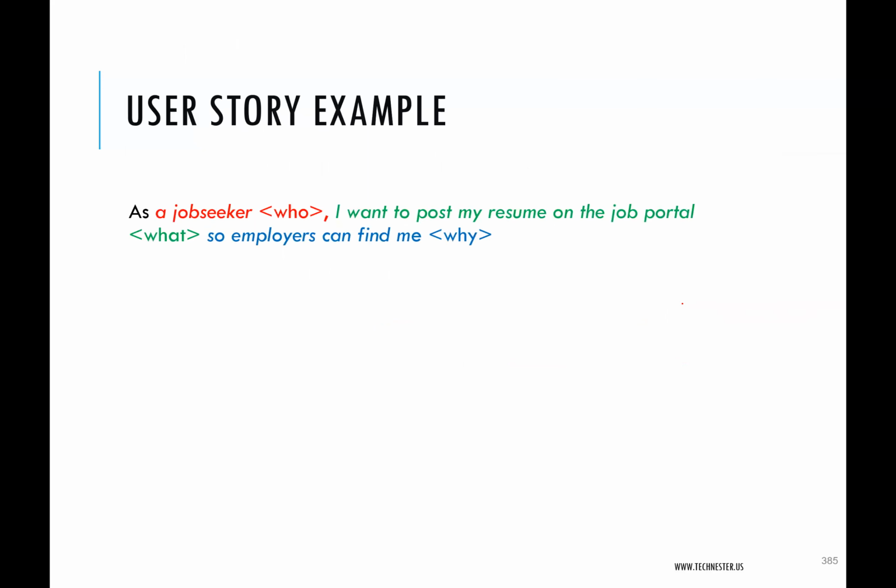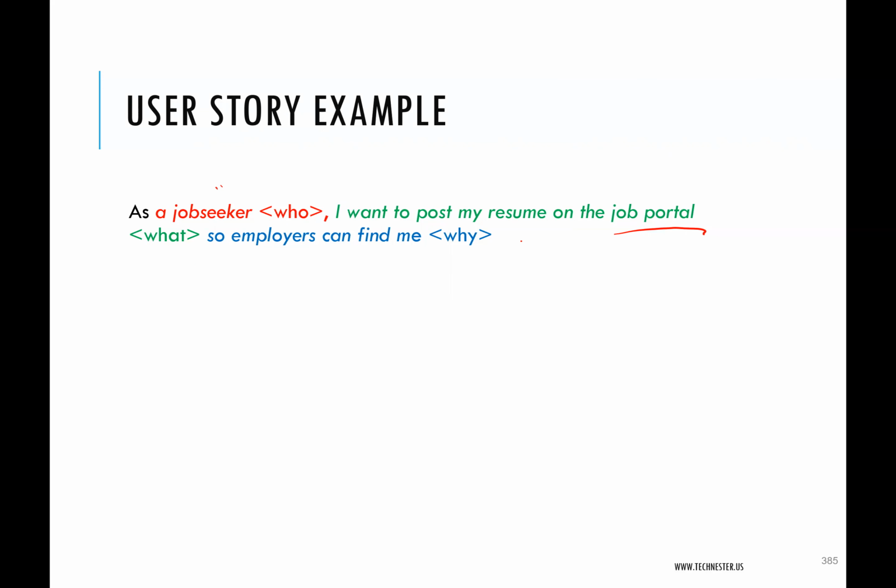So we saw this example of a user story. In this case, a user wants to post their resume on a job portal. The user is a job seeker. And the reason why they want to do that is so that employers can find them. So the story will go as follows. As a job seeker, I want to post my resume on the job portal so employers can find me. Who wants to do what and why?